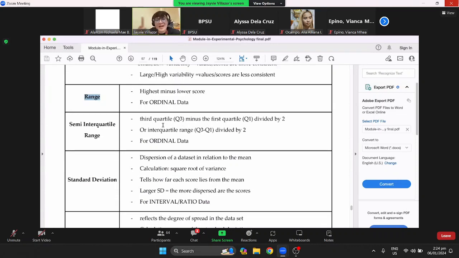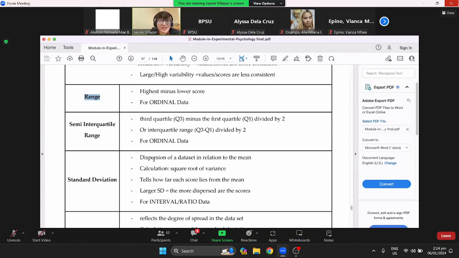So, how are we going to know the semi-interquartile range? Again, interquartile, but it is in a semi-range. So, your Q3 minus Q1 divided by 2. Okay? So, Q3 minus Q1 divided by 2, then that is your semi-interquartile range.